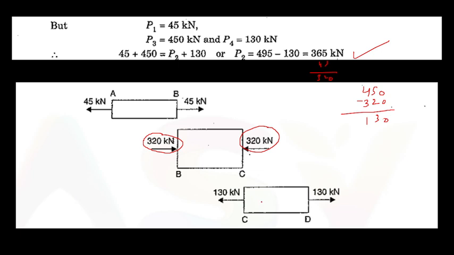So for the third section, 130 kilonewton is applied here. By default 130 will be applied here, and P4, you can see, the value of P4 is 130 kilonewton. All three free body diagrams are drawn.